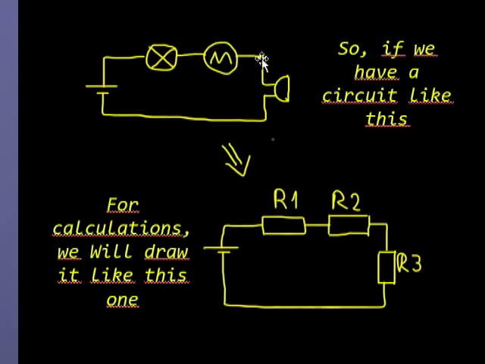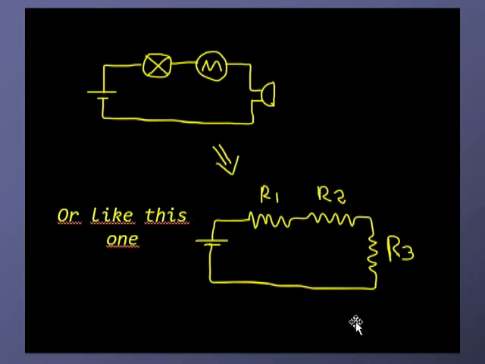So, for example, if you have this circuit with a lamp, a motor, and a buzzer, if we want to calculate the current or the voltage or different things by using the Ohm's law, we will draw the circuit like this with resistance, or maybe like this. It's exactly the same. It's equivalent. So resistance 1 will be the lamp, resistance 2 will be the motor, resistance 3 is the buzzer, for example.